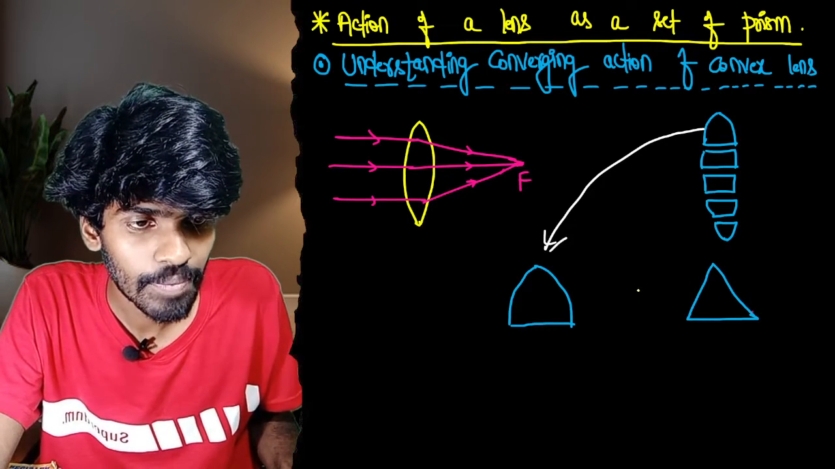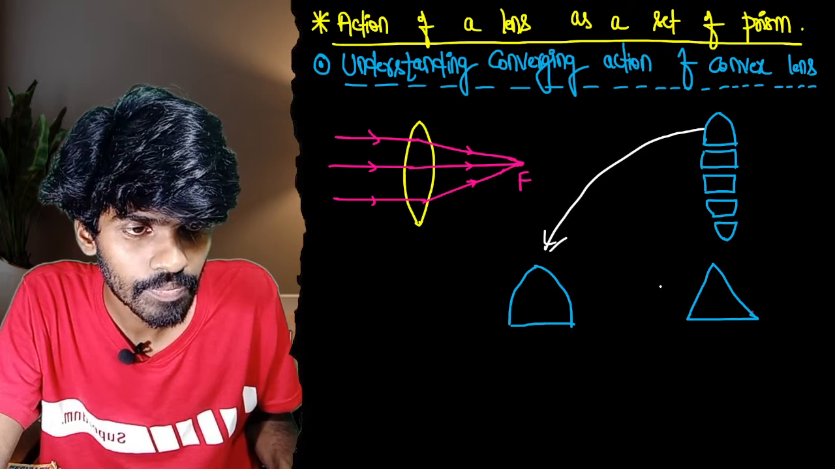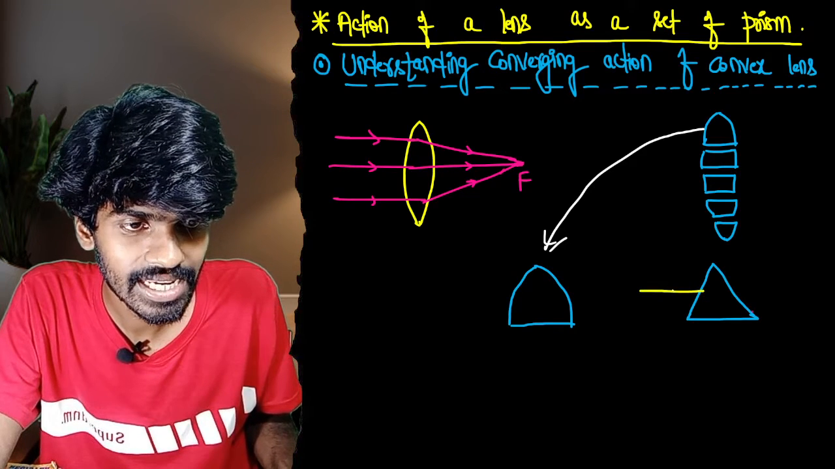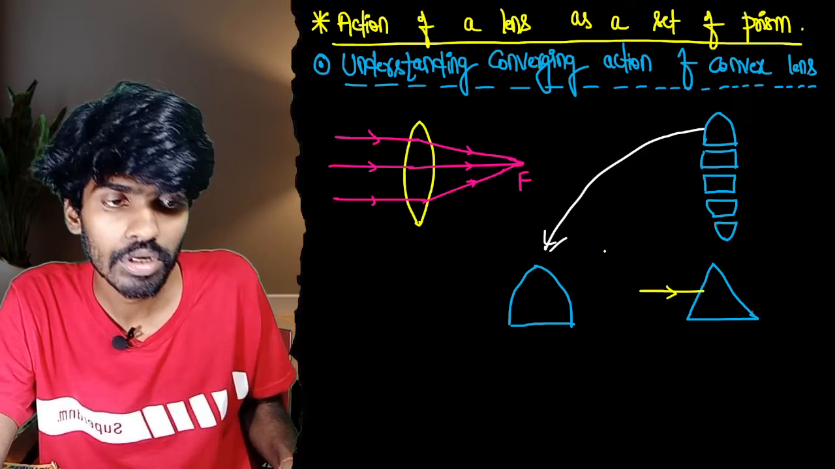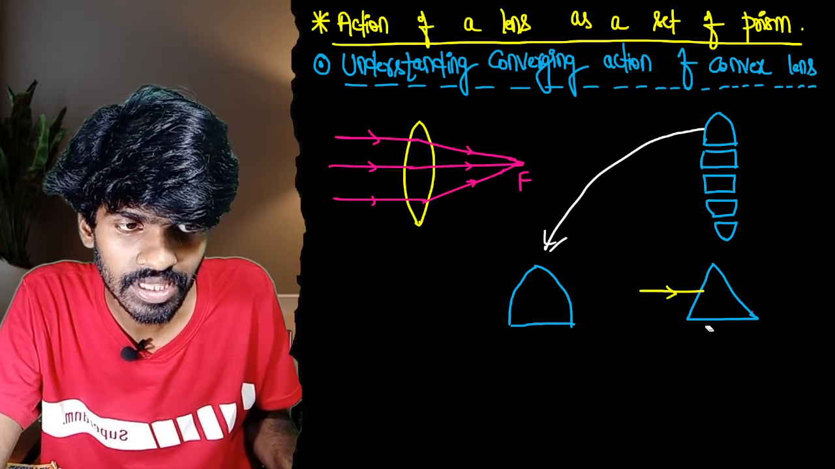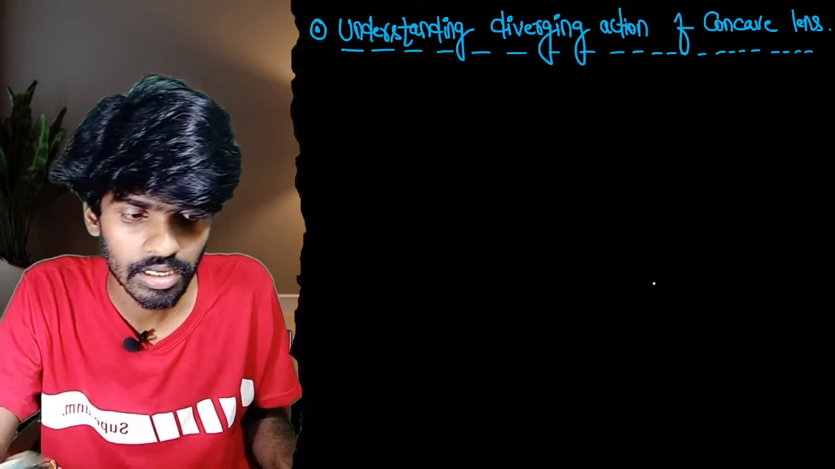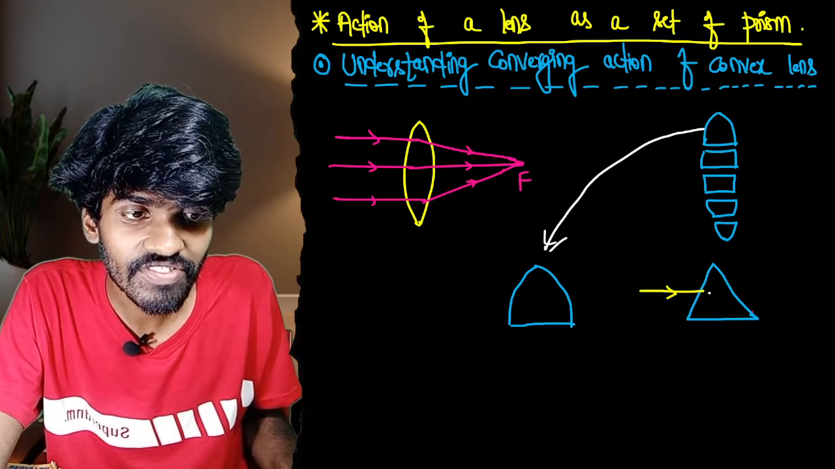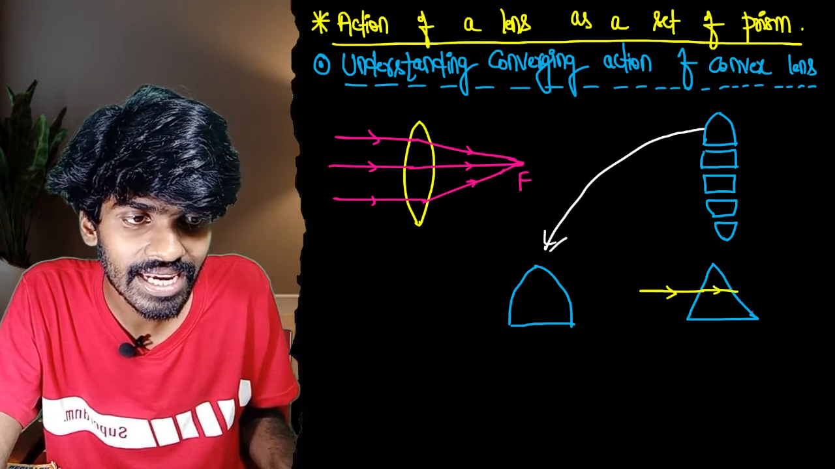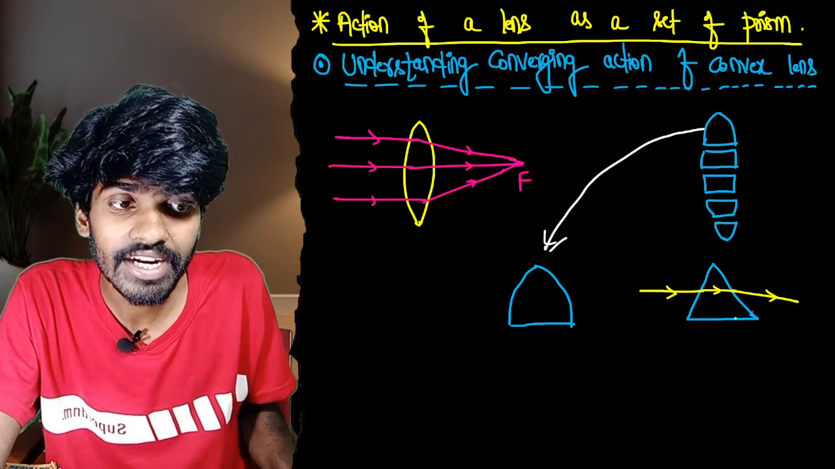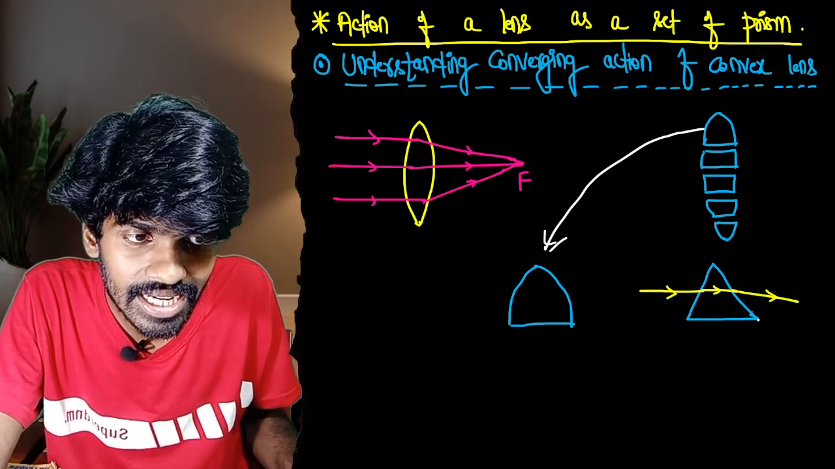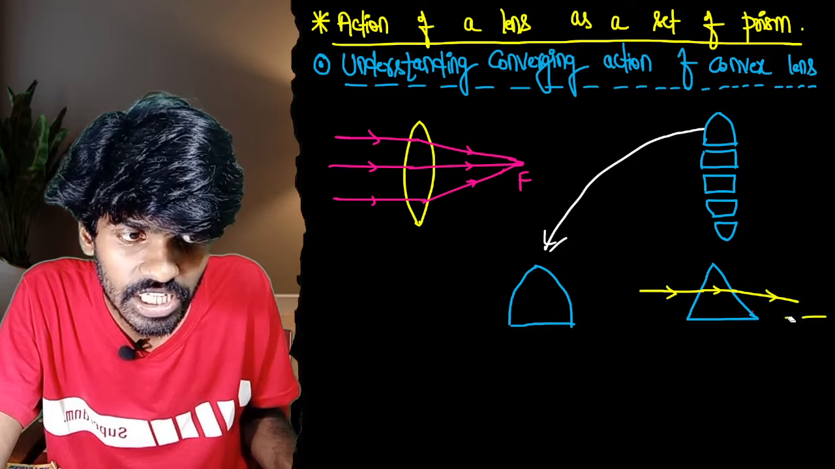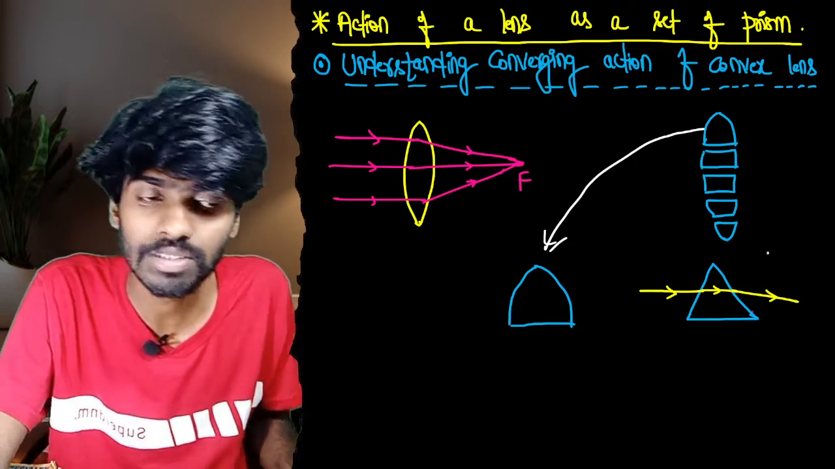So what happens in this prism? What will happen if a ray is parallel to the base? It will deviate like this, toward the base. You can see that this is the base. In the direction toward the base of the prism, it will bend.